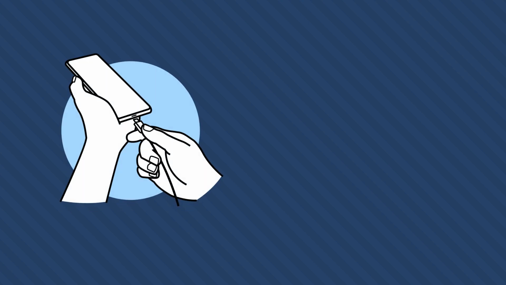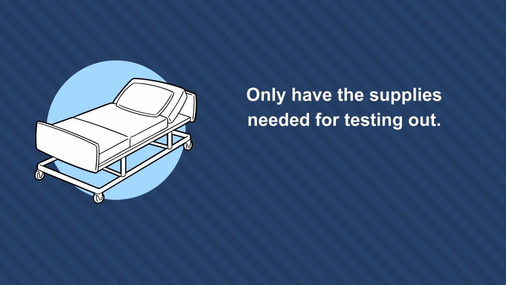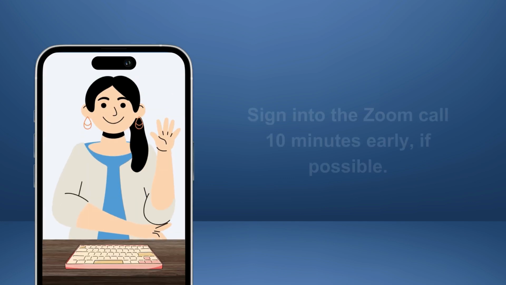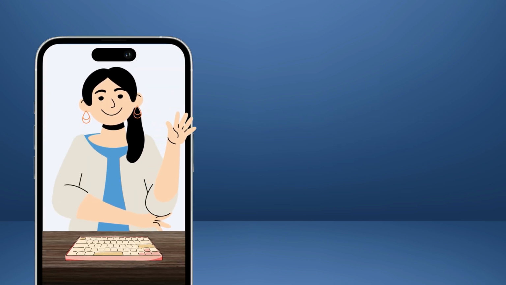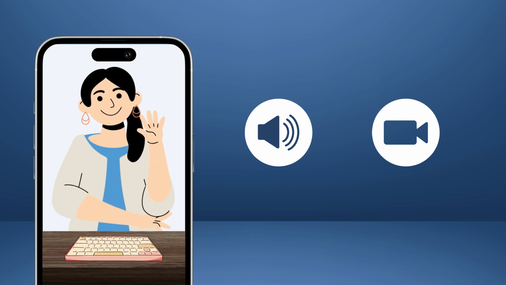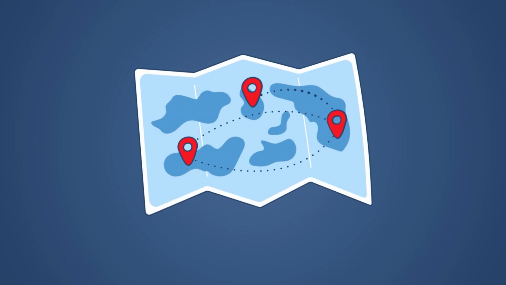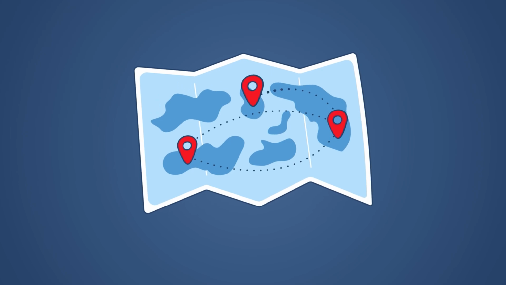Make sure your phone is fully charged and the skills lab is set up. We recommend having only the supplies needed for testing out. Some skills may require setup, such as placing urine in a bedpan or setting up a tray for feeding. We recommend signing in at least 10 minutes prior to the start of the evaluation. Once the Zoom starts, ensure audio is clear. Once on, you will likely exchange phone numbers with the evaluator. The evaluator may need a quick tour of your skills lab if they have not worked with your facility before.